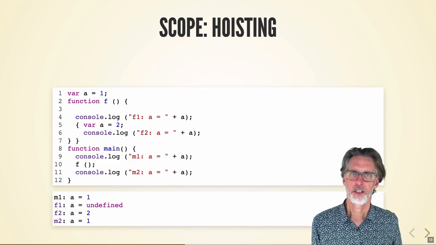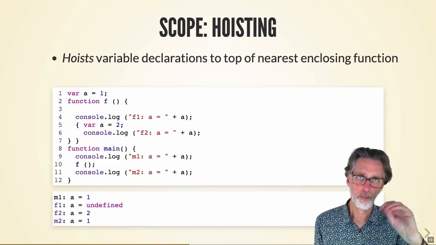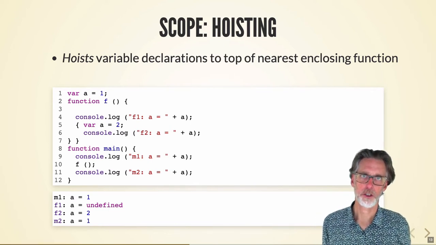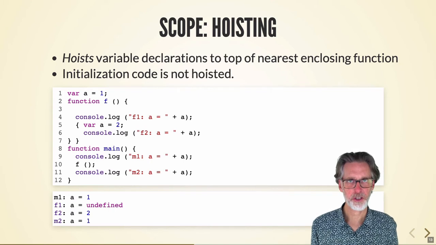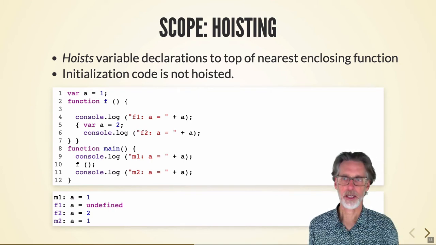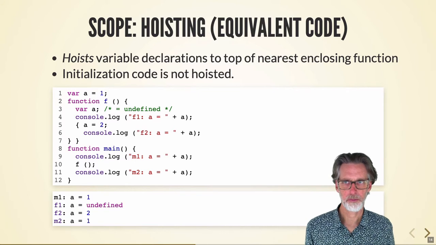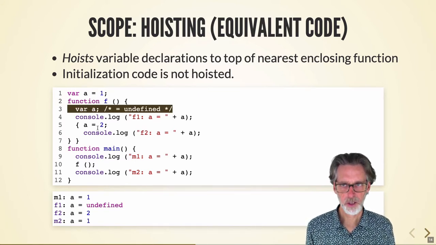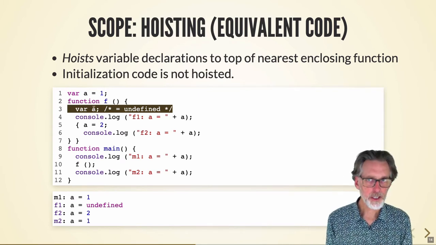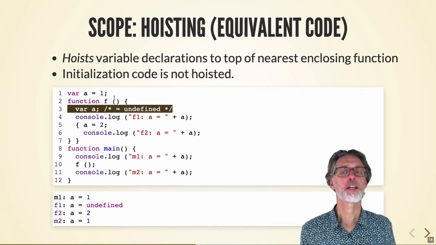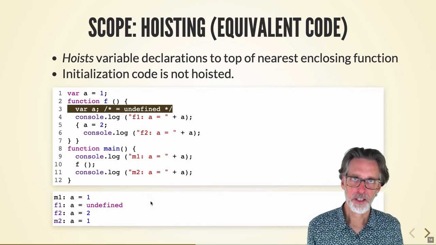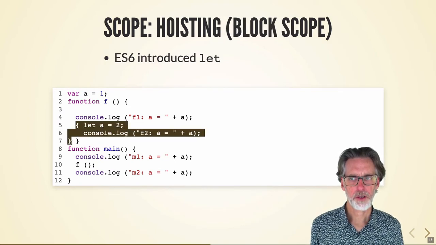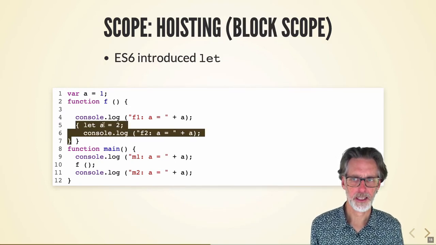Well, what's going on here? JavaScript hoists, or moves, variable declarations up to the top of the nearest enclosing function, but it does not move the initialization code. That means that this that I've written is equivalent to this other program where the declaration of A has been hoisted. JavaScript does initialize all variables, but it initializes them to undefined, and that's why this program prints what it does. To get proper block scope, you use the let operation that was introduced in ES6.